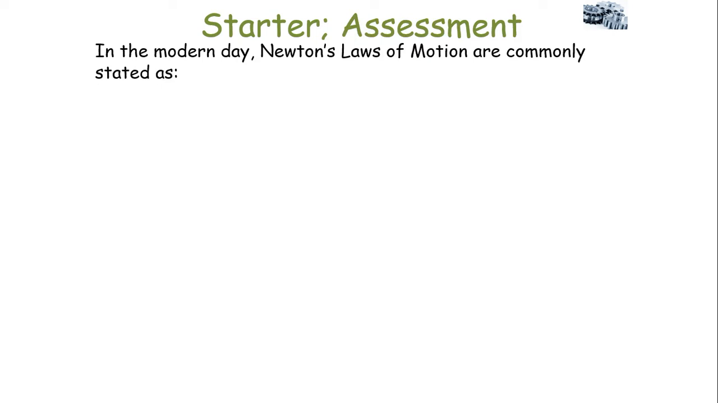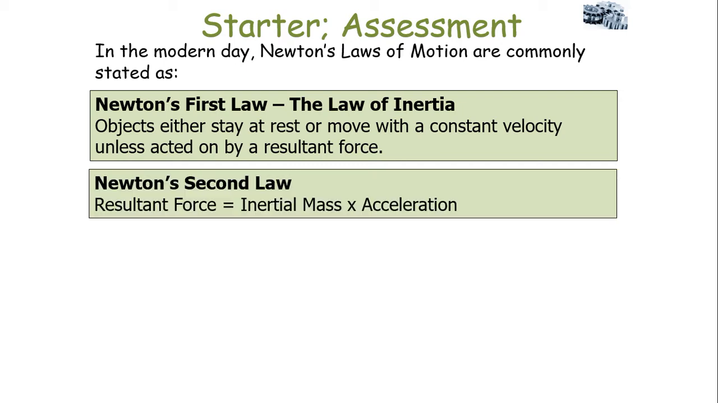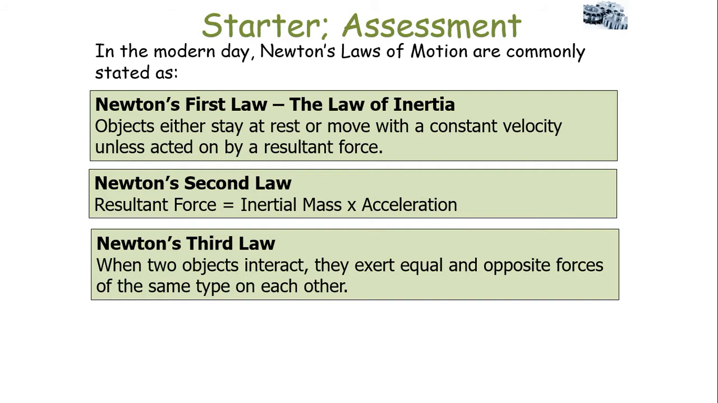Now, in the modern day, Newton's laws of motion are commonly stated as the following. Newton's first law, the law of inertia: objects stay at rest or move with a constant velocity unless acted upon by a resultant force. Newton's second law: the resultant force is equal to inertial mass times acceleration. Basically, the resultant force and the acceleration it produces are directly proportional for the same mass. In Newton's third law, when two objects interact, they exert equal but opposite forces of the same type on each other.